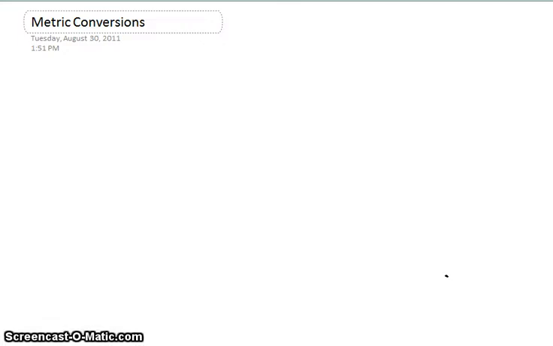Today we're covering metric conversions. If you don't already have your notes out, take them out quickly and label them metric conversions. Now, please don't be offended. I know that you've done metric conversions before in middle school, but in chemistry, we're going to work with some different prefixes that you're not as familiar with.